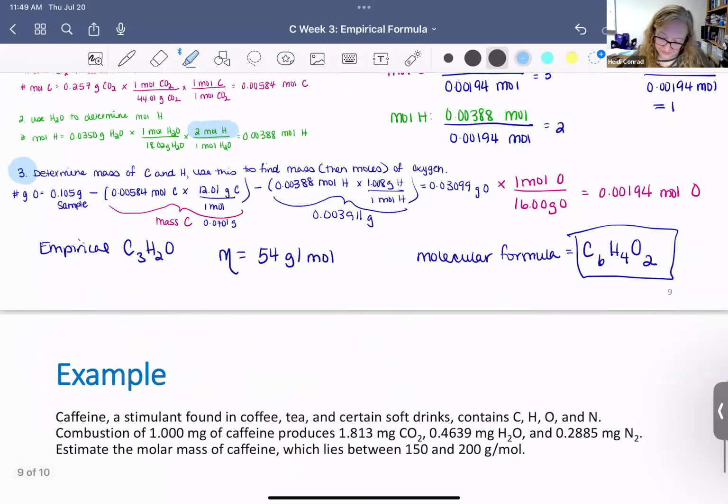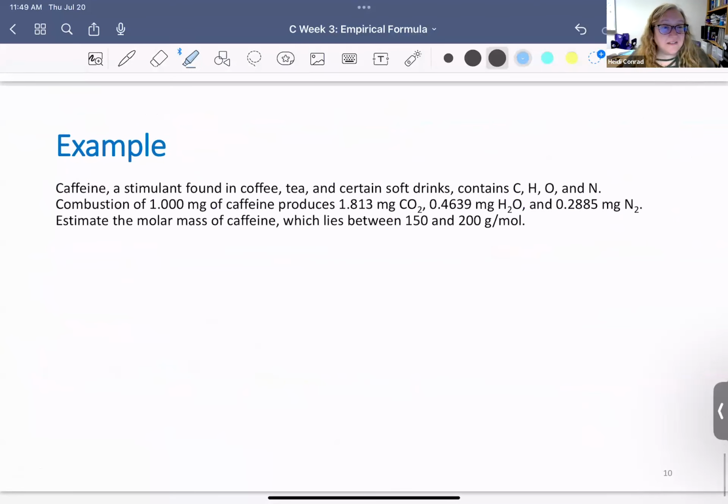Okay. So caffeine, some of you guys love caffeine. Some of you guys swear off caffeine. It really depends on the student. But if you like caffeine, you know, it is a stimulant found in coffee, tea, and certain soft drinks. I don't drink coffee or tea, but I definitely drink soft drinks. It contains carbon, hydrogen, oxygen, and nitrogen. So I know I've got these pieces in here.